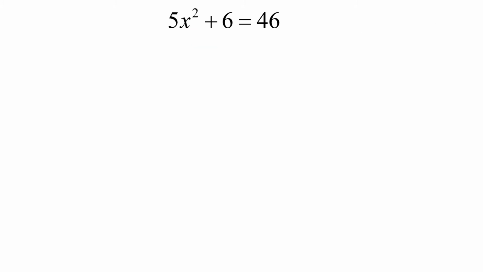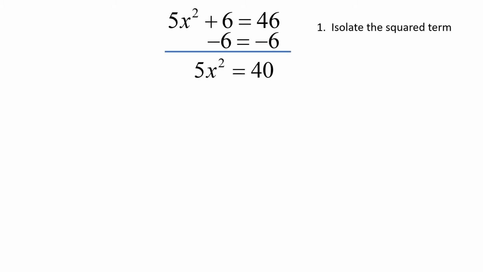Let's try this one. Once again, your first step is to isolate the squared term. Well, now I have this plus 6. I need to move that over to the right side of the equation. So I'm going to subtract 6 from both sides, and I'll have 5x squared equals 40. I still have not isolated that squared term yet. I need to divide both sides by 5. It'll cancel out on this side, and I'll have x squared equals 8.